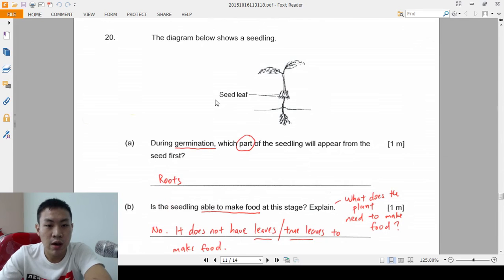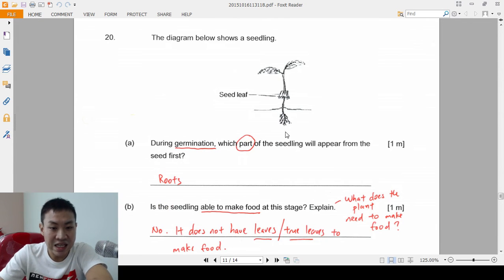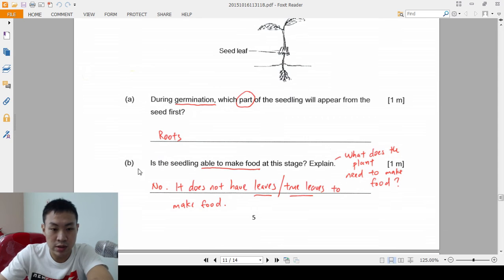Question 20. The diagram shows a seedling. During germination, which part will appear first? Always, when we plant the seed, the first thing that will appear will be roots. Part B. Is the seedling able to make food at this stage? What does the plant need to make food?